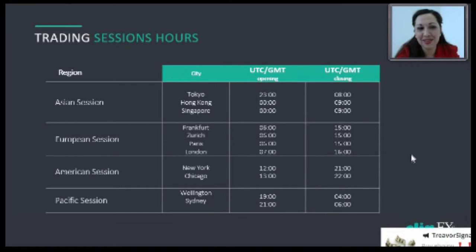And the Pacific session is represented by Wellington and Sydney. You see how short it is. Actually, it's not short, it's 8 hours, but it starts in the late hours. And as I told you, the market is not so volatile, so it's not active. That's why it's not so popular.